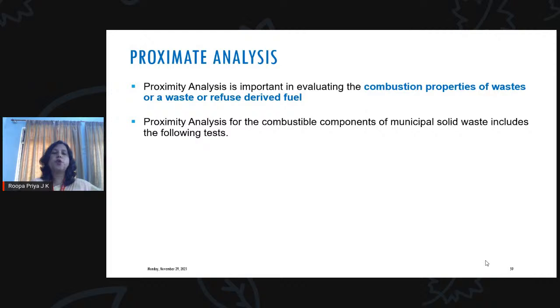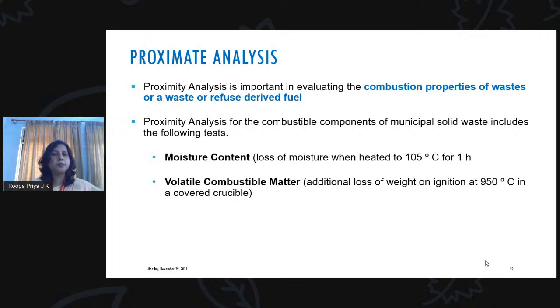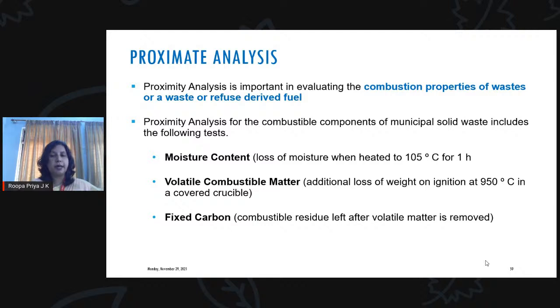The proximate analysis for the combustible components of municipal solid waste includes various tests, and these tests are the moisture content, where we have the loss of moisture when heated to 105 degrees centigrade for 1 hour. We also have volatile combustible matter. This is the additional loss of weight on ignition at 950 degrees centigrade in a covered crucible. We have the fixed carbon, that is the combustible residue left after volatile matter is removed. And the last component is the ash, that is the weight of residue after combustion in an open crucible. So these are all the tests which are included in identifying the combustible components of the municipal solid waste.